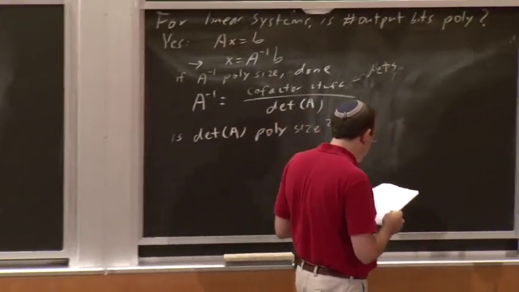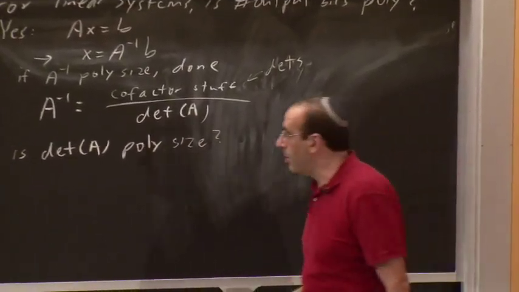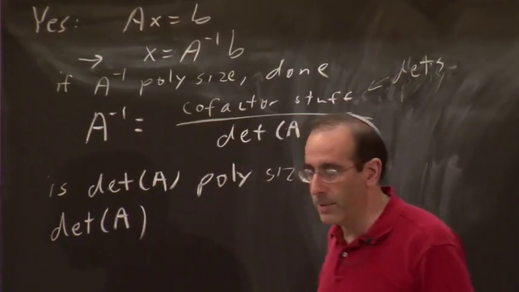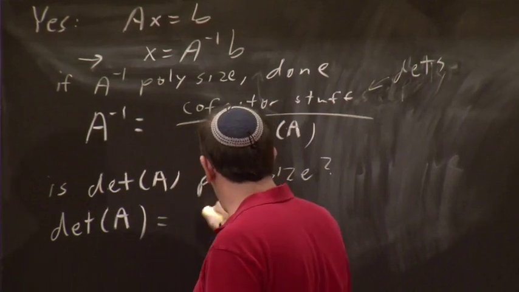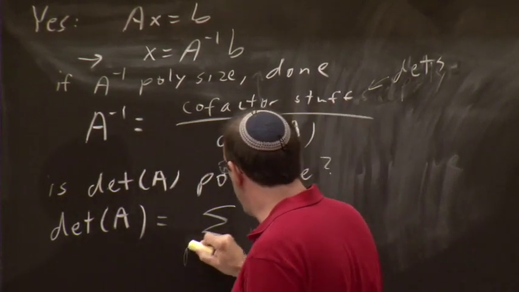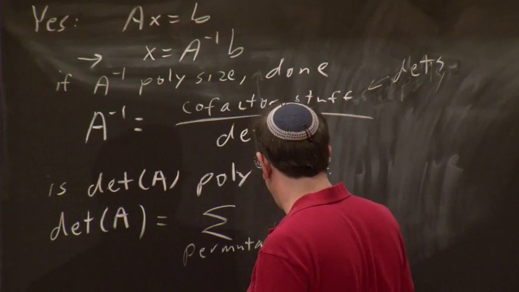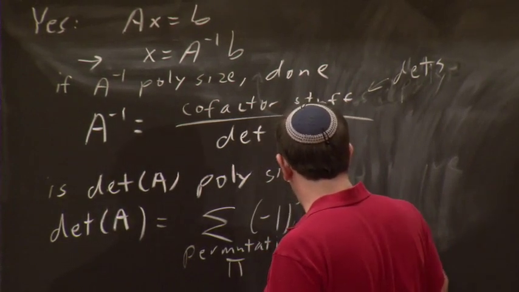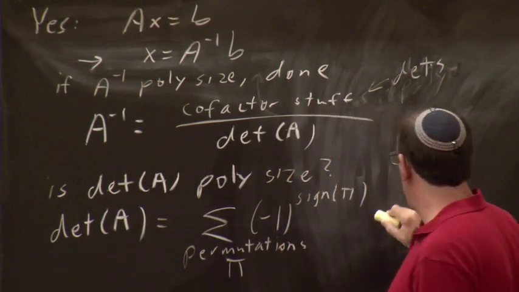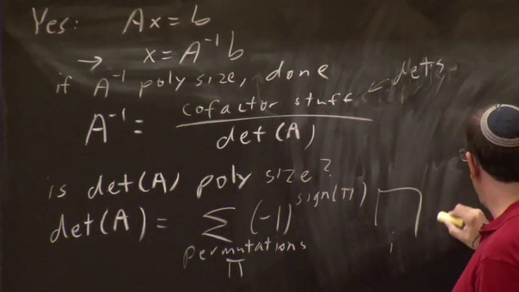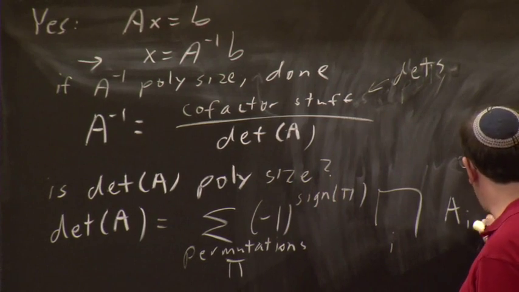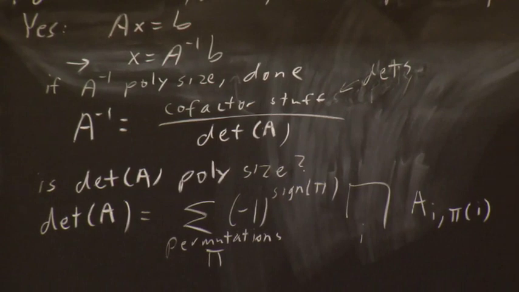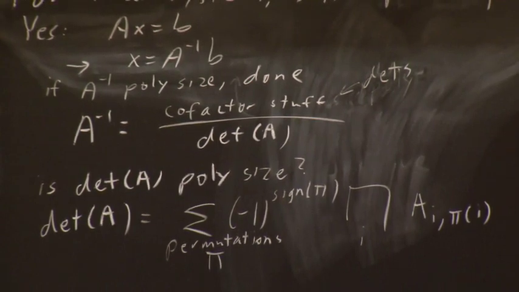So there's this famous formula for the determinant, right? The theoretician's formula, as opposed to the algorithmicist's formula, is you write it as a sum over all permutations pi of -1 raised to the sign of the permutation times the product of matrix entry I, pi of I. Has everybody seen this formula at some point in their lives? It's quite an interesting formula.